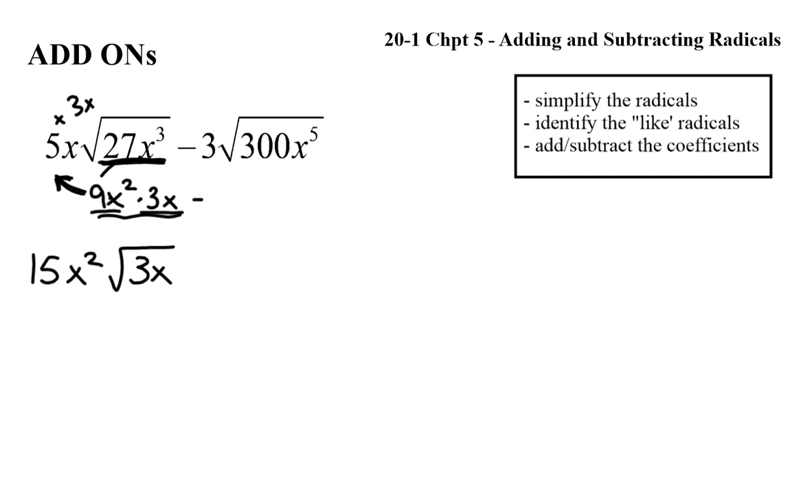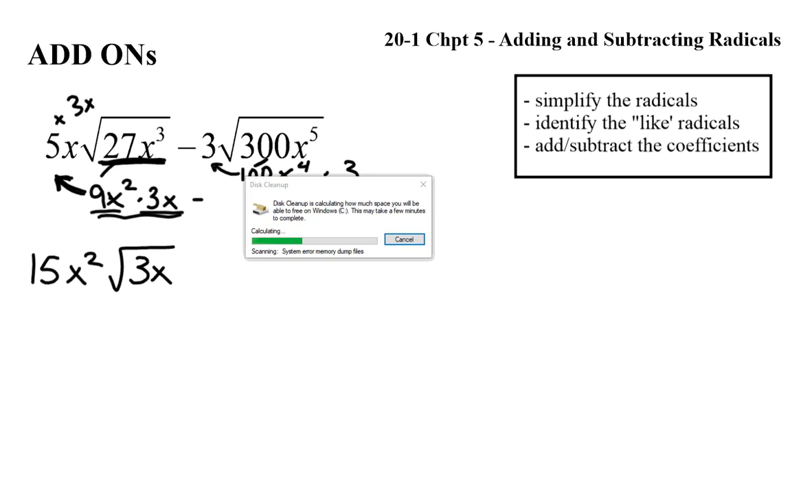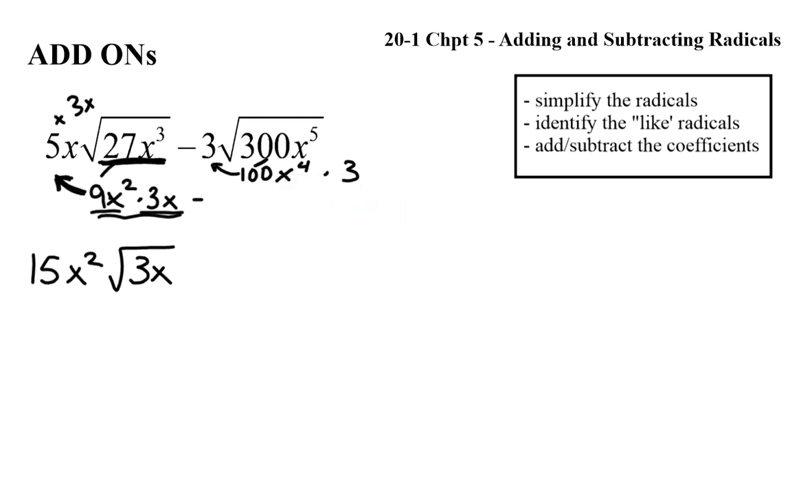Same thing with this second one now. 300x to the 5. Well, 300, 100, and x to the 4. 300 becomes 100 times 3. I can root out the 100. And x to the 5 can become an x4 and an x1. So this 300x to the 5, 100x4 can be rooted out. 100 square rooted is a 10. x4 square rooted is an x squared. And I still have times 3x.